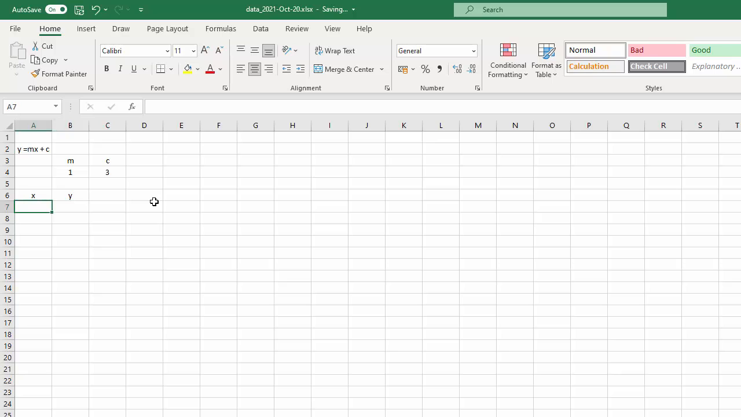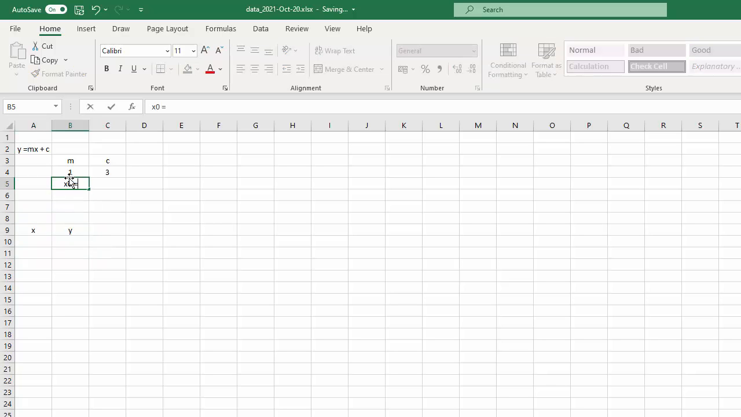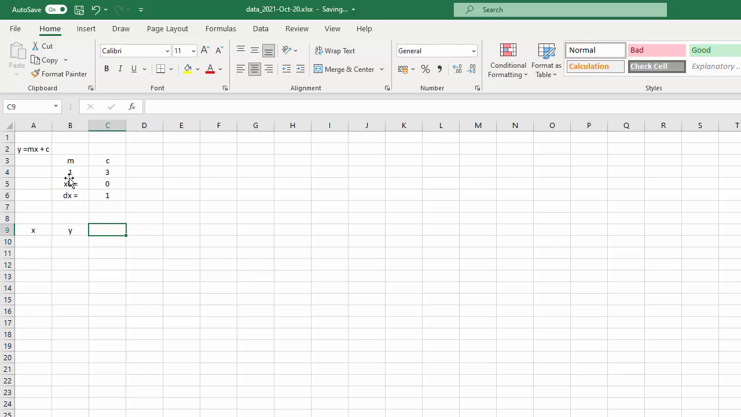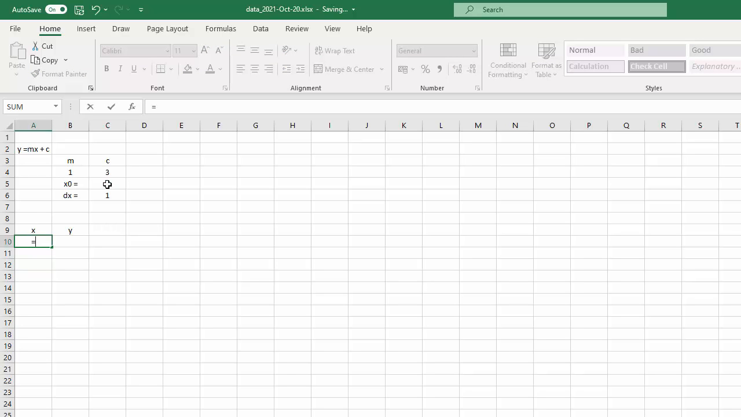So the x value, let me move those down a little bit. I'm going to have x0, which is my start value, and at the moment I'll make that 0, I suppose. And I'm going to put dx, which is my change in x, and I'm going to make that 1. Now here I'm going to say that the first x value is equal to, so I press the equal symbol, that cell there. And when I press enter, that's the value that's in there.